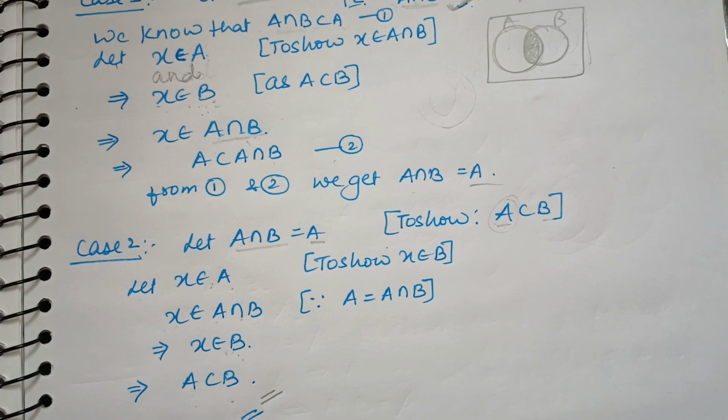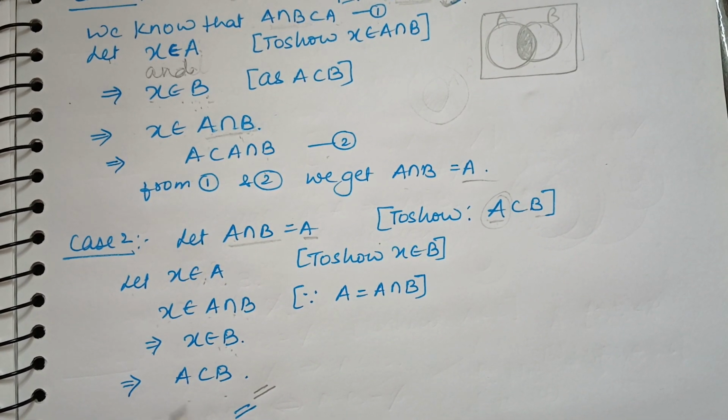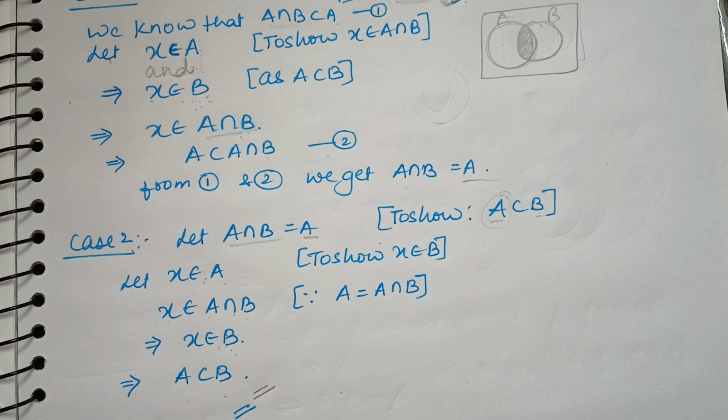So it is done, all the 3 parts. So we have proved that 1 is equivalent to 2 is equivalent to 3 is equivalent to 4. It means all the 4 statements are equivalent to each other.